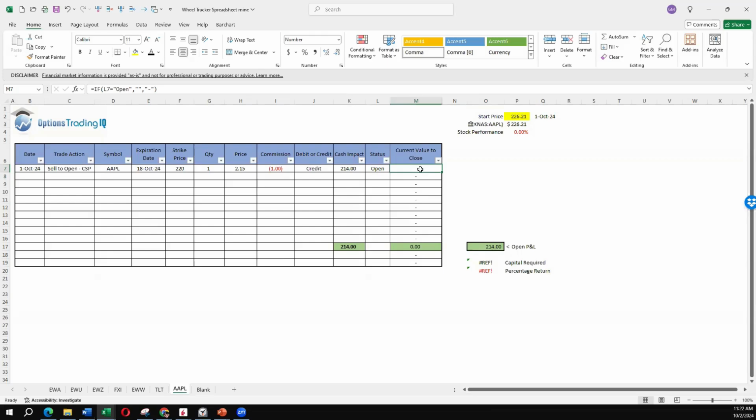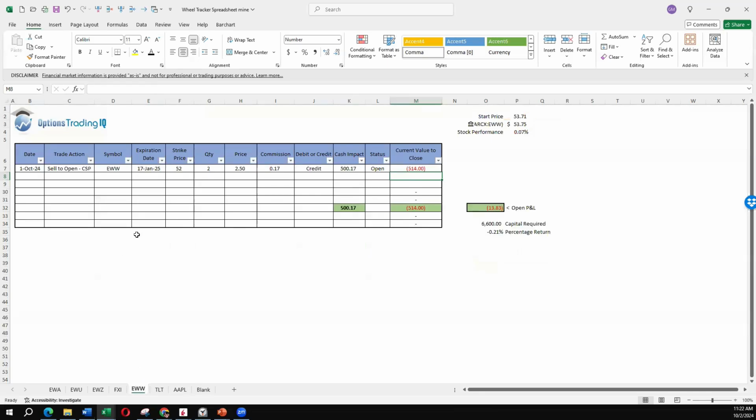And this last column is if we were to close the trade today, how much would we have to pay to buy back that option? Basically about the same as what we sold it for. And that's how we would set up our first part of the trade. Don't worry about this for now. I'll go and show you another example.